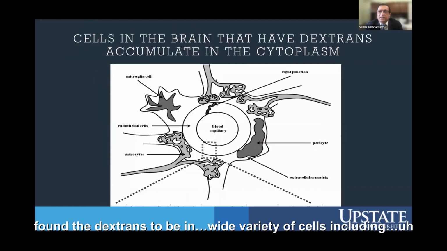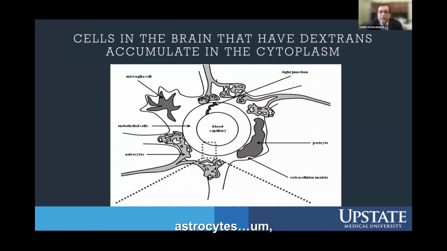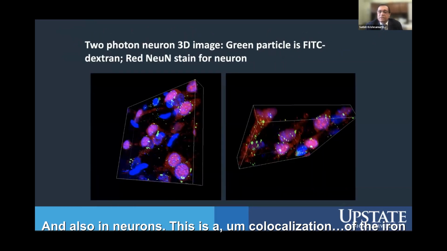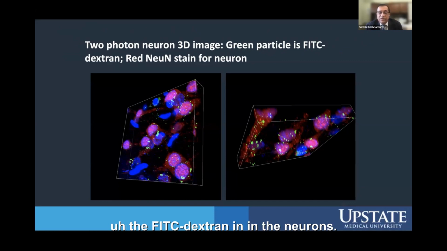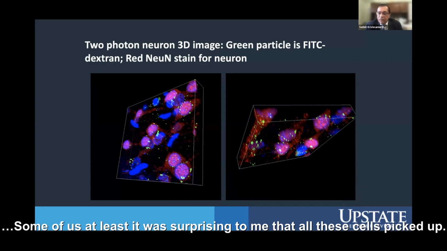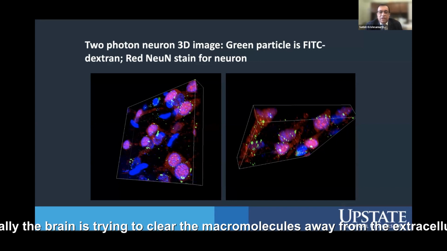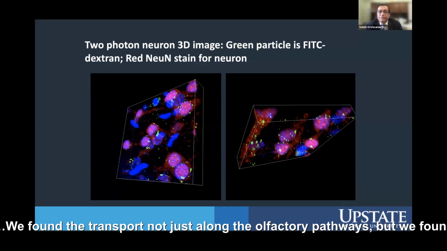And we found the dextrans to be in a wide variety of cells, including astrocytes, endothelial cells, microglia, etc. And also in neurons. This is a co-localization of the iron dextran, the FITC dextran, in the neurons. So this might be a surprise for some of us. At least it was surprising to me that all these cells picked up. But basically, the brain is trying to clear the macromolecules away from the extracellular space.